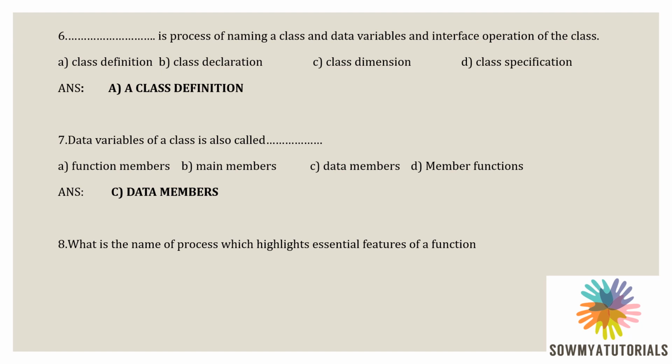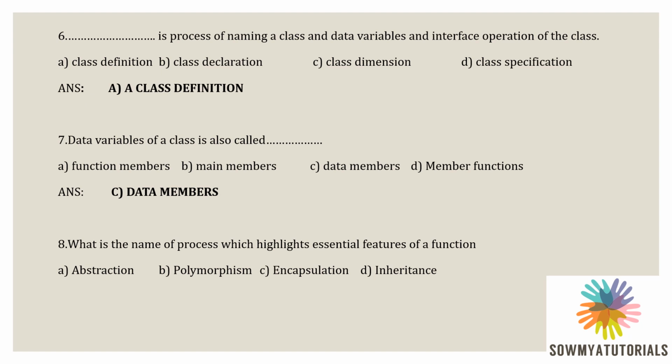The next question is: what is the name of the process which highlights the essential features of a function? The options are abstraction, polymorphism, encapsulation, and inheritance. Here, some of the definitions are present. What is data abstraction? Data abstraction means the act of representing the essential features without including any background details. What is the definition of polymorphism? Polymorphism is the ability to take more than one form.